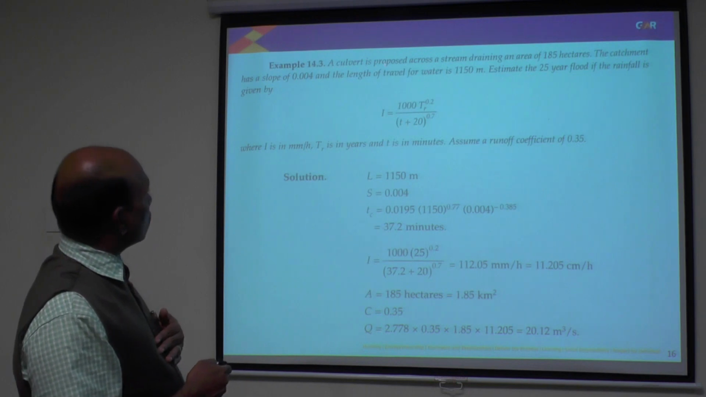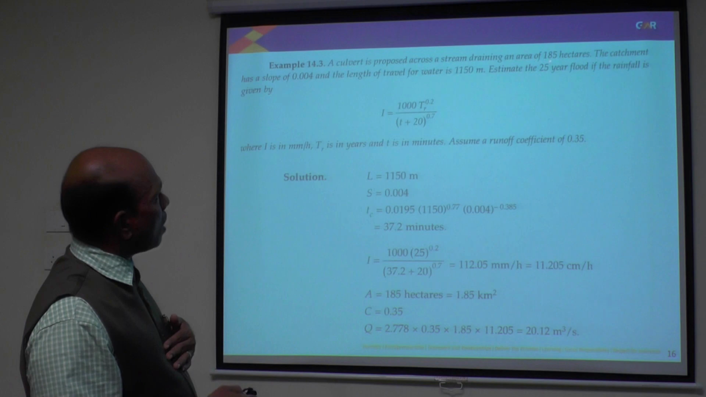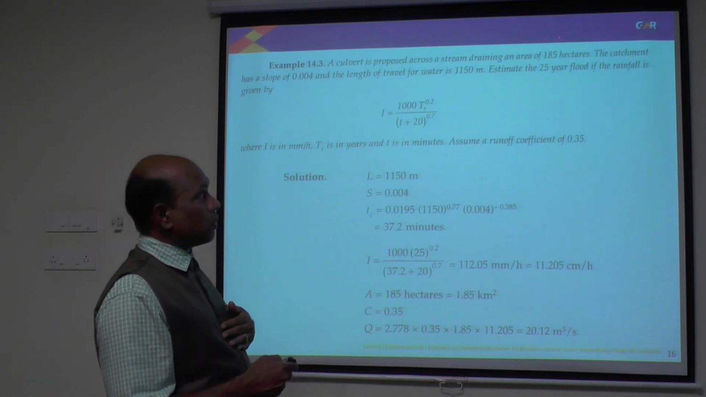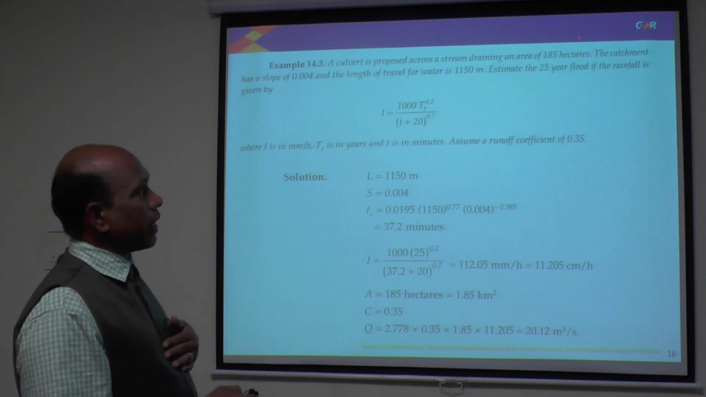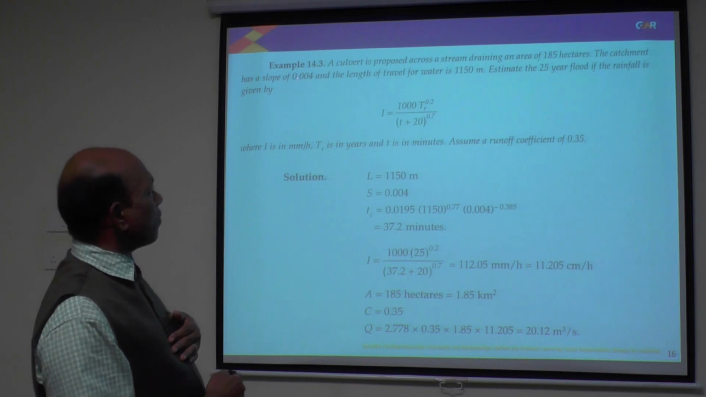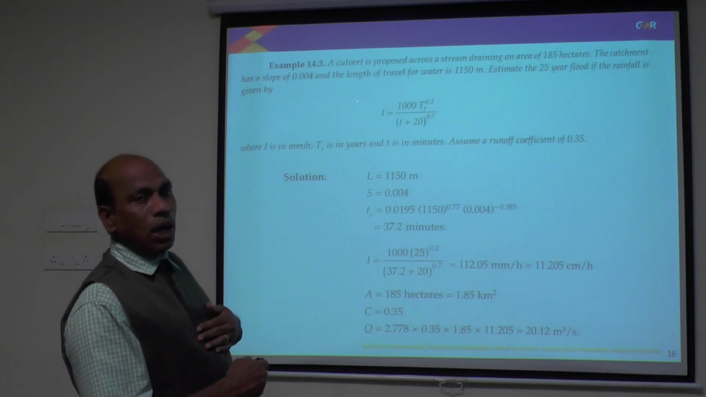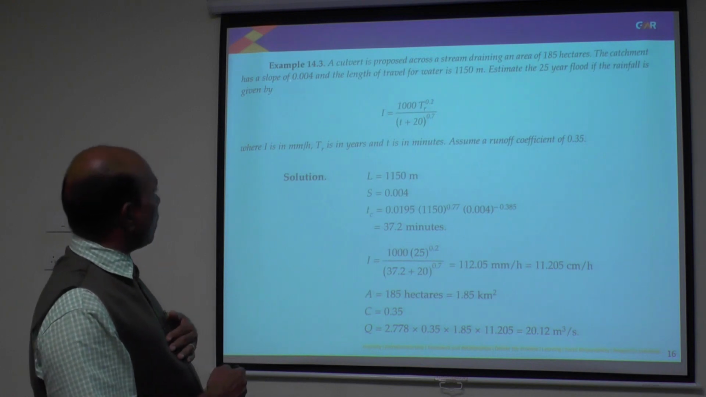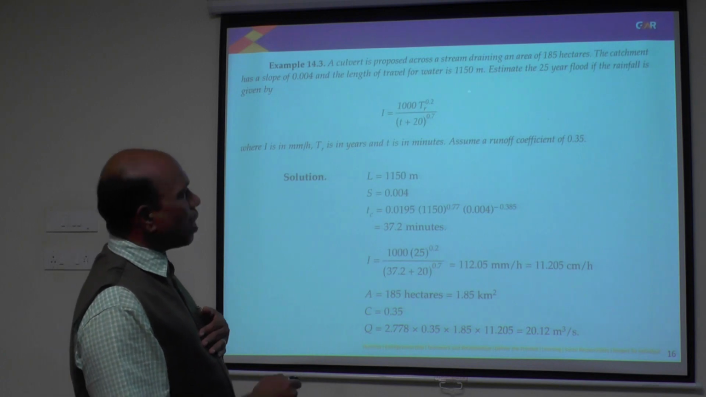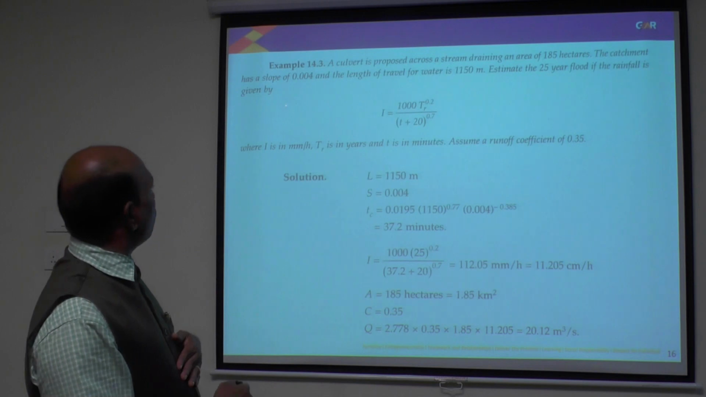A culvert is proposed to drain a stream with an area of 185 hectares. Here they have given the area in hectares, which you should convert into square kilometers. The catchment has a slope given directly. Earlier they gave a 20 kilometer level and 1.8 kilometers length. But here they have given the slope directly, and the length of travel for the watershed, L, is also given. Estimate the 25 years flood if the rainfall is given.